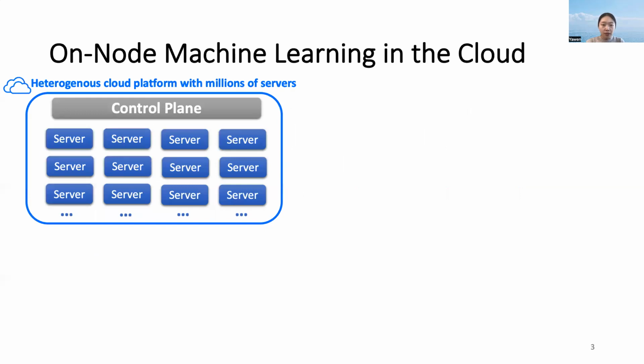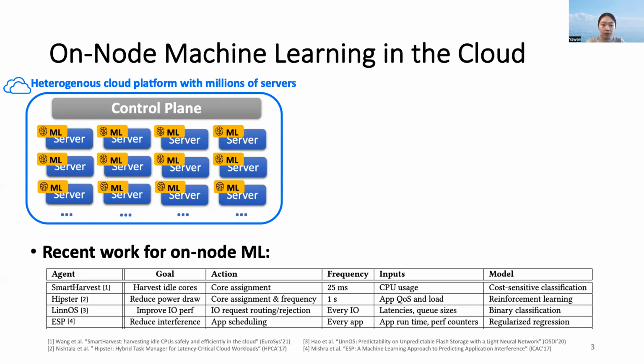Today's cloud platforms consist of millions of heterogeneous servers. One approach to help better manage this complicated cloud of servers is to leverage on-node machine learning, where both the training and inference happen on each server node. Prior works have demonstrated the benefits of incorporating ML logic into on-node management agents. The table below summarizes a few of them, where on-node ML were shown to help substantially improve server utilization or performance. On-node learning has several inherent advantages.